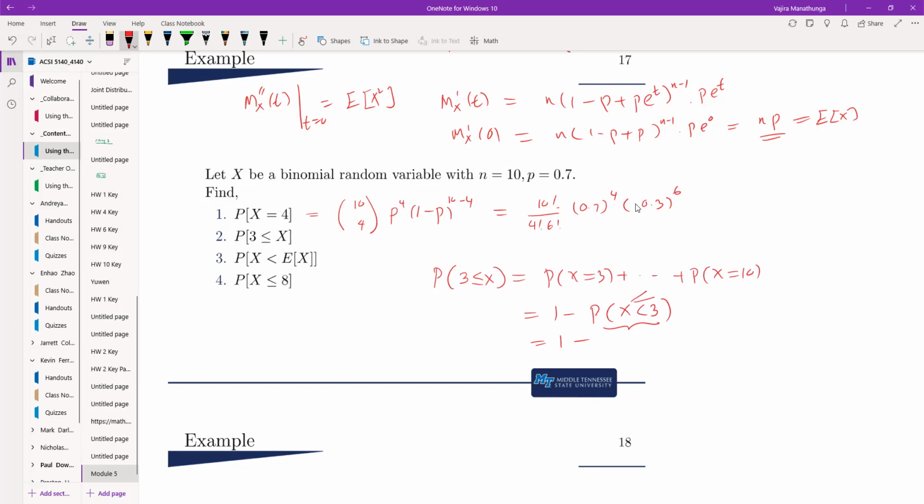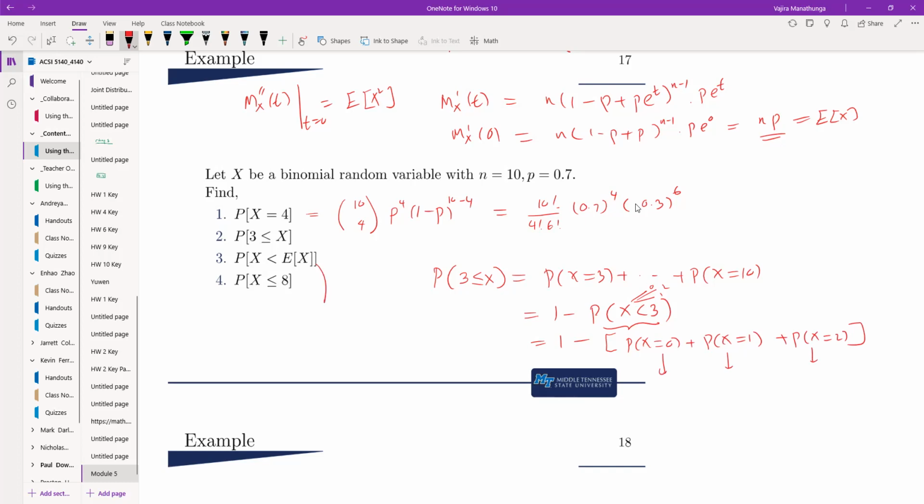So X can take what? X can take only 0, 1, or 2. So you can expand that. It should be easy to calculate. So now you can individually calculate these terms and get the final answer.